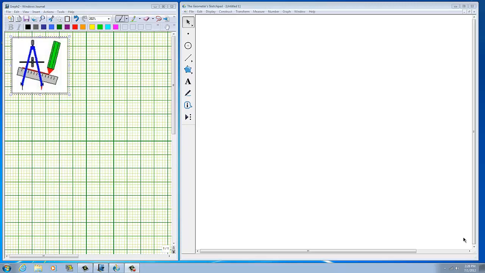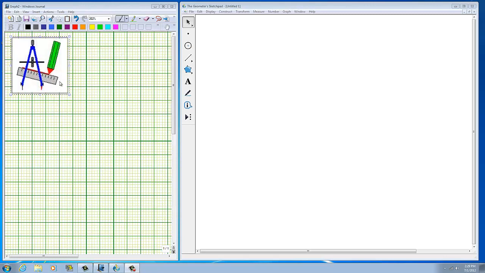Okay, on the left you'll see just a piece of electronic paper, and on the right you'll see the Geometer Sketchpad software. We'll be using a compass and a straight edge. Sometimes a straight edge looks like a ruler, but it is just a straight edge for drawing lines. We never measure with the straight edge.